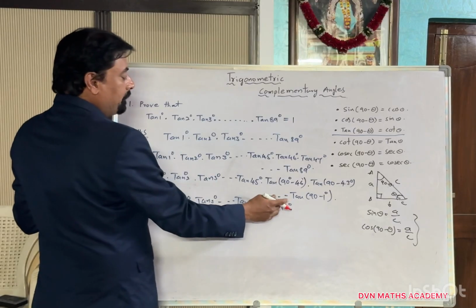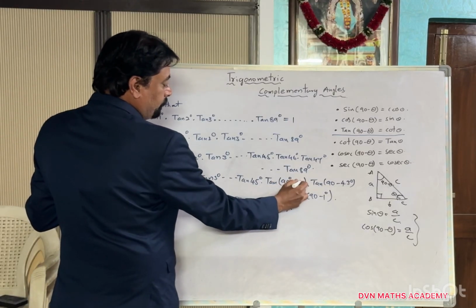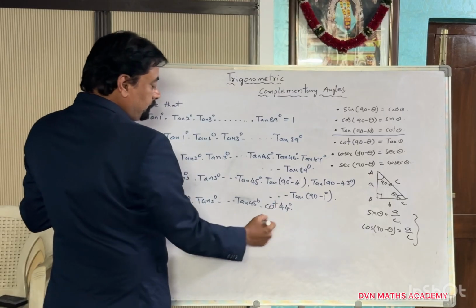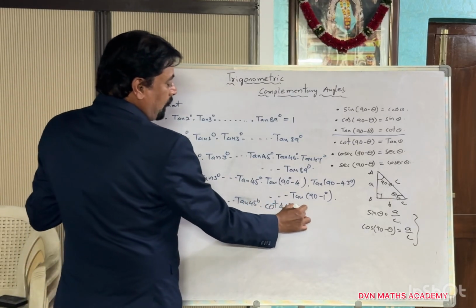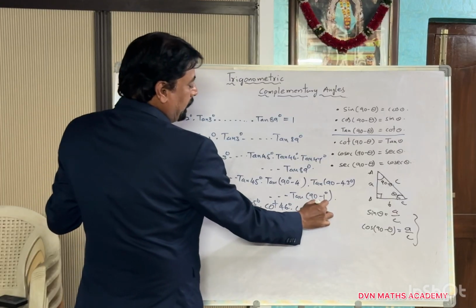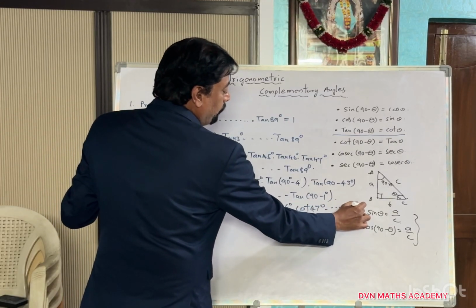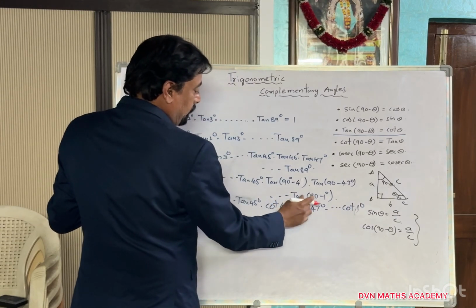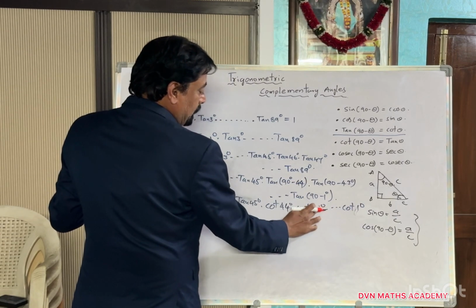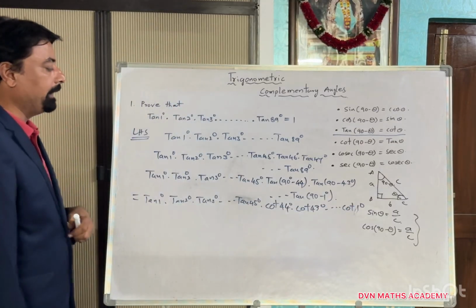44 degrees means it will be 44 degrees. So 44, 46 degrees. This is cot 47 degrees. Like that, the last one is cot 1 degree. This is 44 degrees and this is 43 degrees. Like that, you will get up to cot 1 degree.